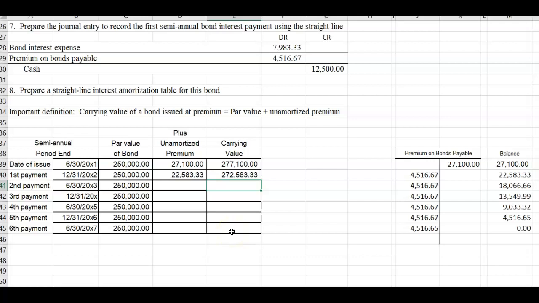Why don't you go ahead and finish this bond amortization schedule, and when you finish your work, click on the video to start it again and check your work. And here is the completed amortization schedule for a bond issued at a premium using the straight line method to amortize the premium.